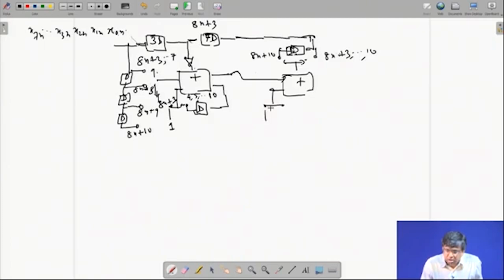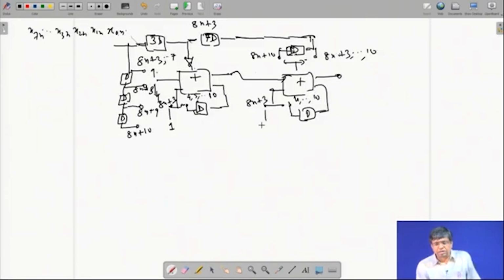The initial carry here is 0. So I start the addition at 8n plus 3. So 8n plus 3 will be here. The result is here, and the previous carry will always be fed back here. So 8n plus 4 dot to 10. So this is a bit serial realization of a FIR filter.